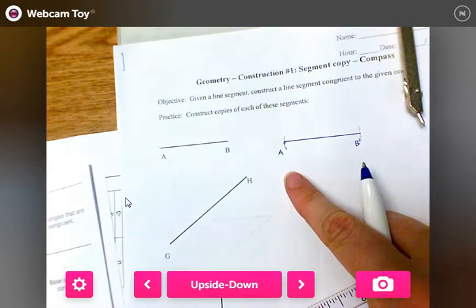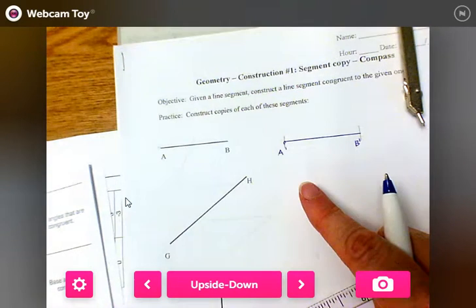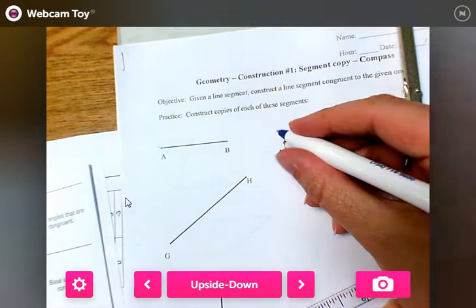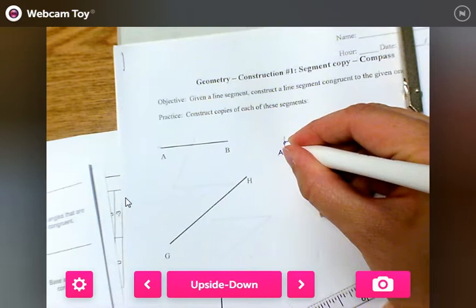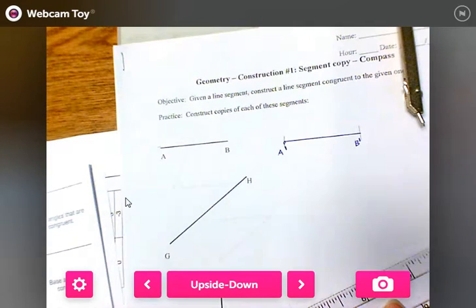Now when we've copied something, we often call it an image. So see this little line right here by A and B? That means it's image A and B.